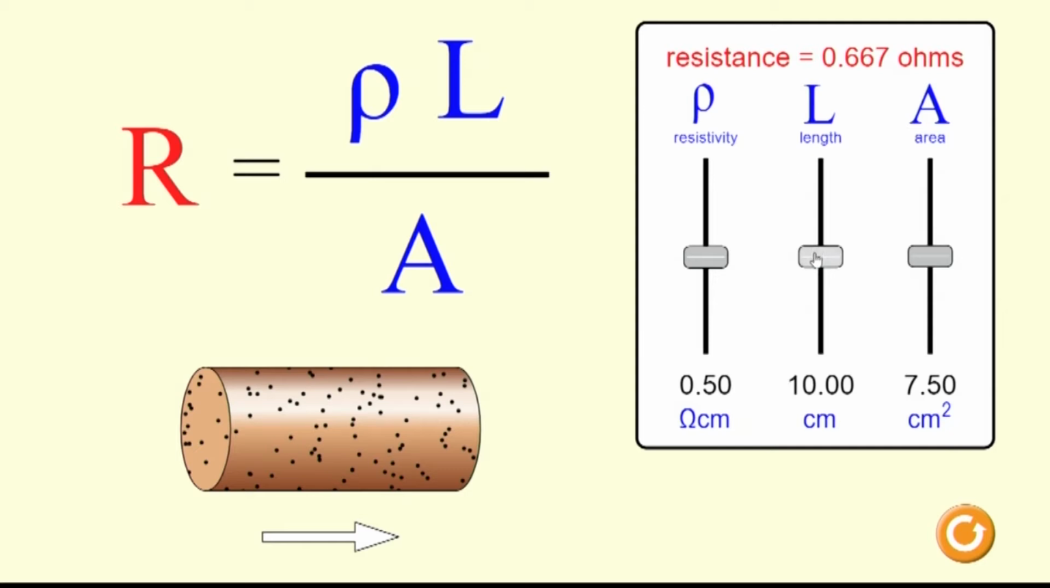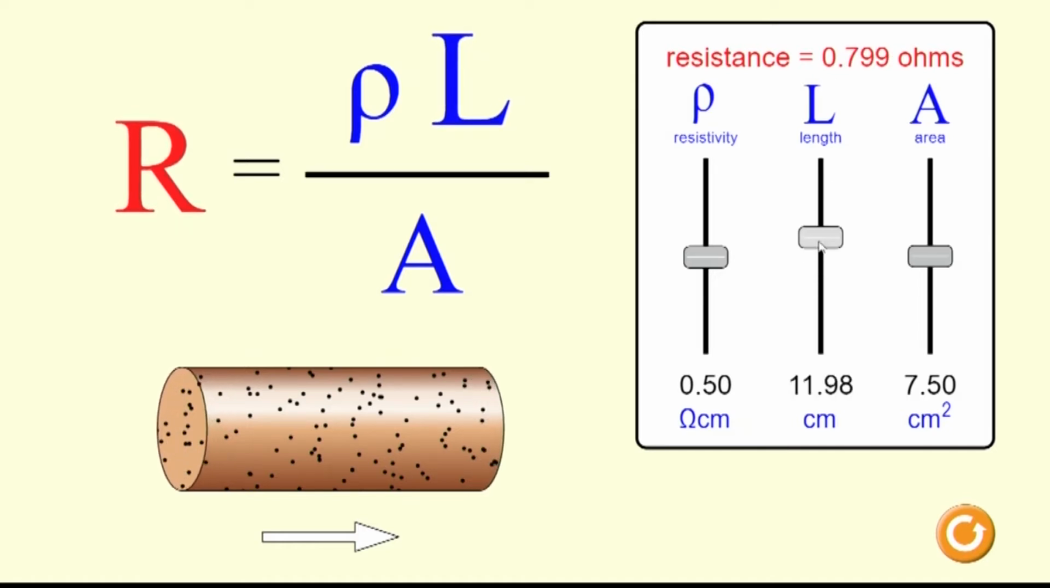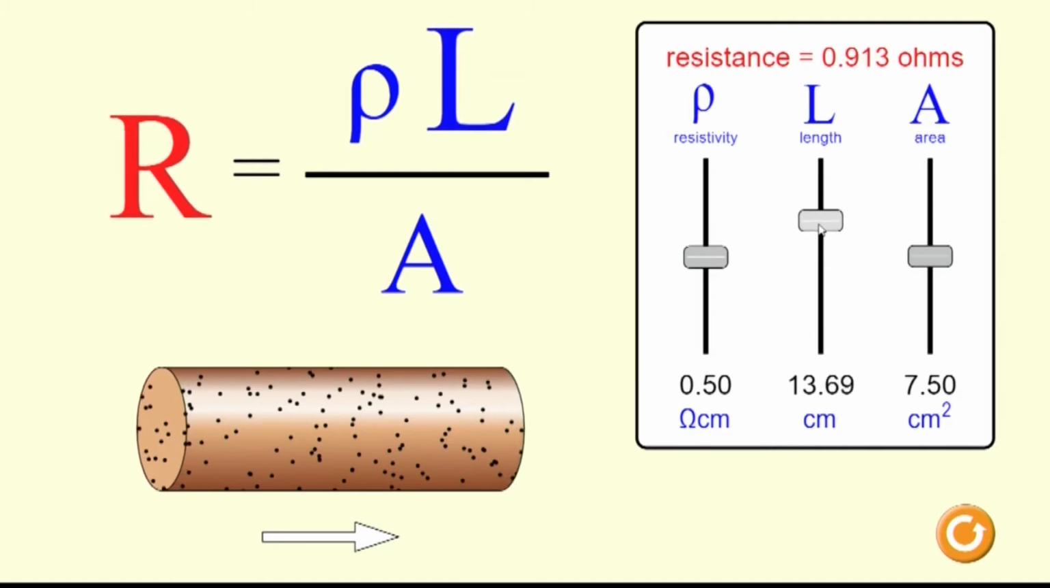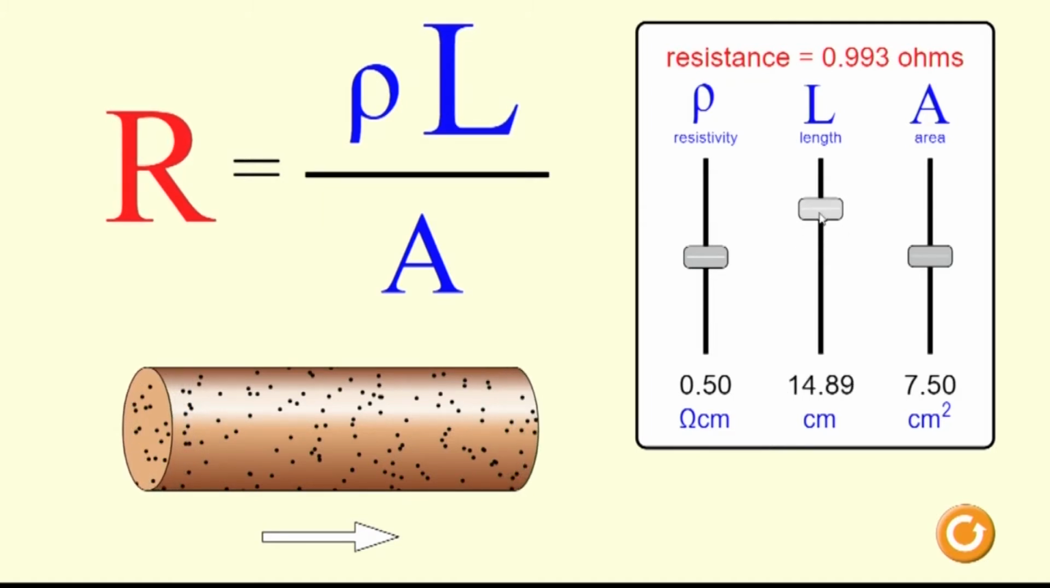So now from 10 centimeter I am going to increase the length of the conducting wire and observe the variation in the resistance. See, the length is increasing and the resistance at the top, yes, it is increasing. So now the length is 15 centimeter and the resistance, earlier it was 0.667, now the resistance is 1.01 ohm. So what is the reason, children?